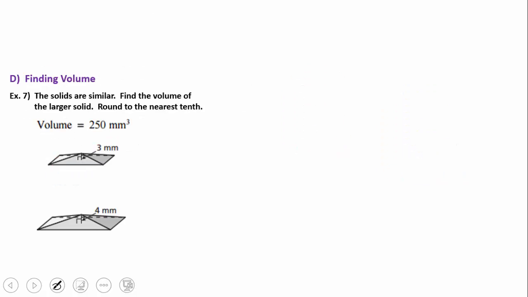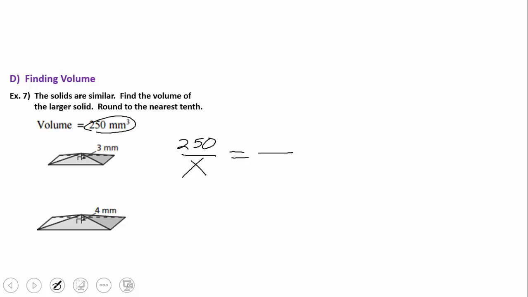The first one, these two solids are similar. We're going to find the volume of the larger solid, and so we're going to set up our proportion. You know me, I love my proportional template. Proportions are amazing tools to help solve mathematical problems. So we're going to find the volume of the larger one. Obviously 250 cubic millimeters is the smaller one, so I'm going to start right off with that: 250 for the smaller one, and we don't know what the larger one is.